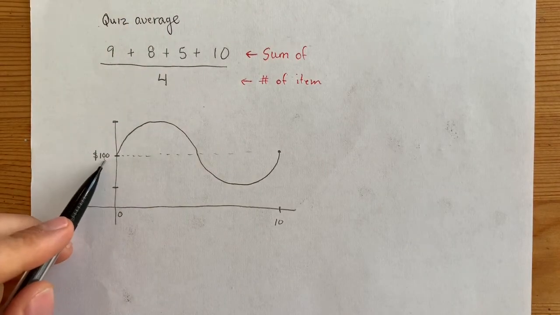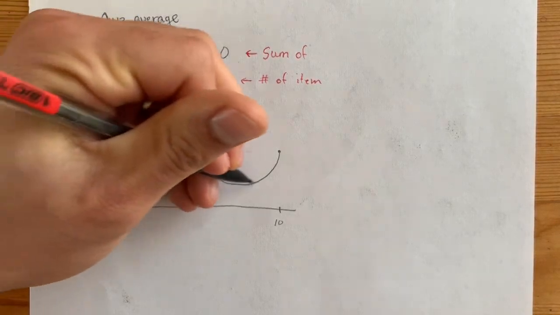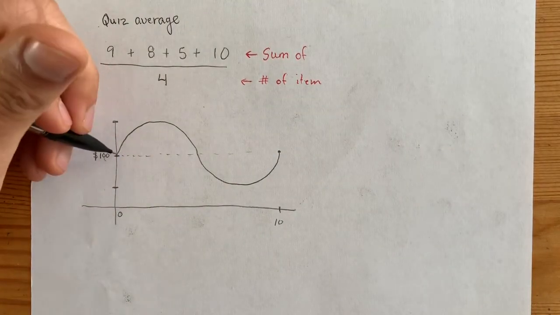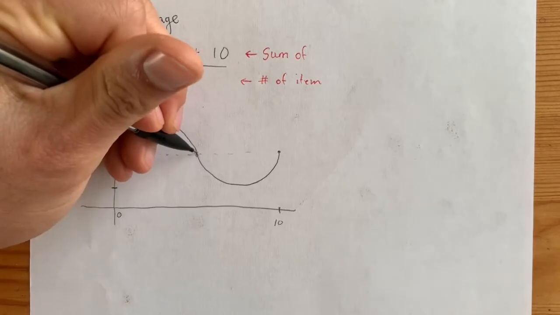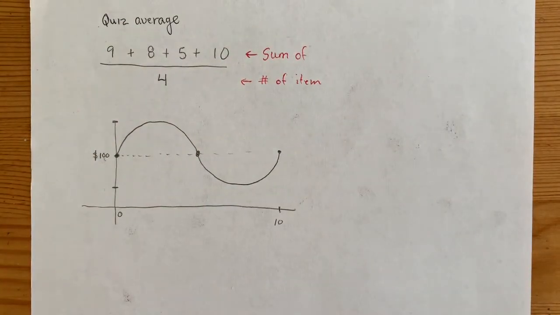So the average we're saying is 100. Well, at some point, the stock had to have been a value of 100. So it hits 100 here, and at least one time that average is obtained at a specific moment.